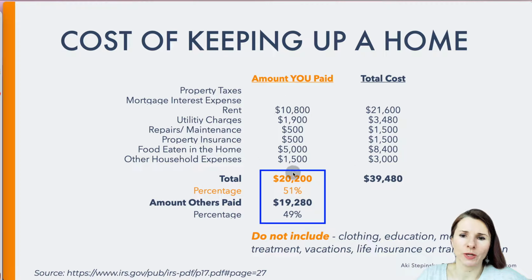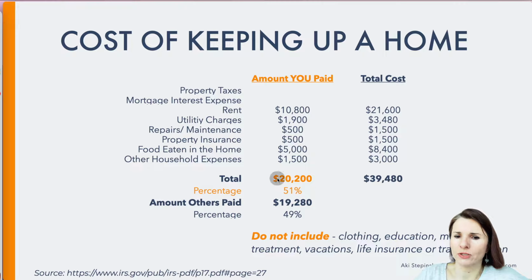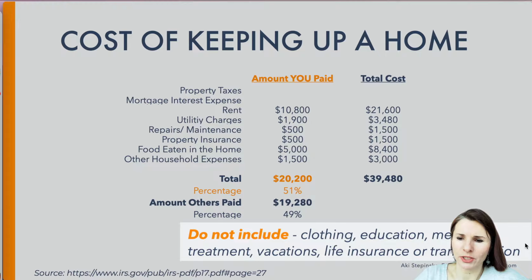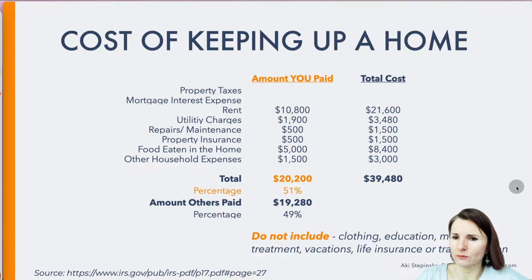And in this situation that we have here, the total cost was $39,480, but you paid $20,200, so that's 51%. So you're considered to have paid more than half. So in this example, this would fulfill that requirement. Now, it's important to note, per IRS publication 17, you do not include expenses for clothing, education expenses, medical treatment, vacations, and life insurance or transportation. So, just refer to the publication if you're not sure what you can include in the calculation.